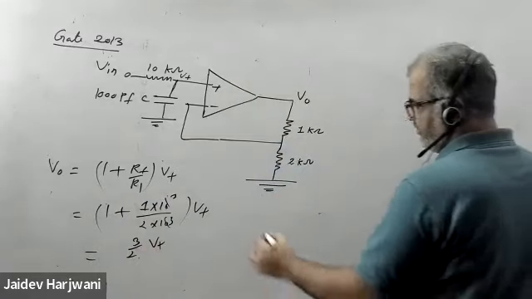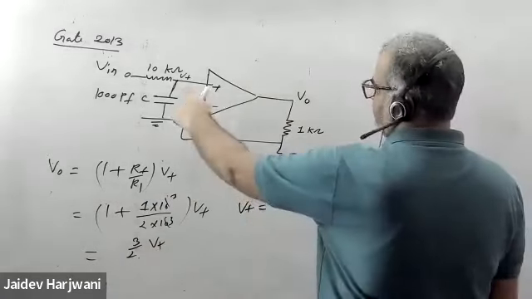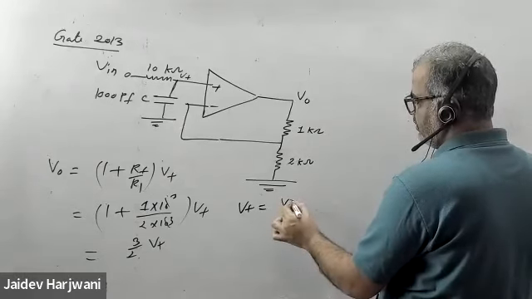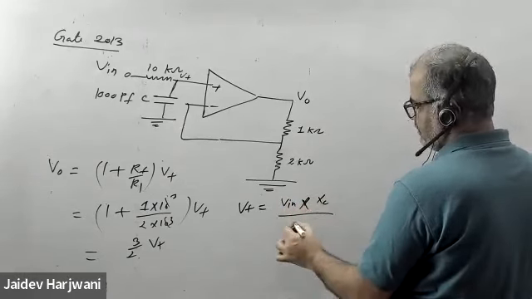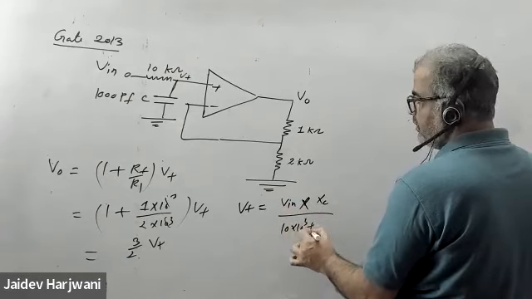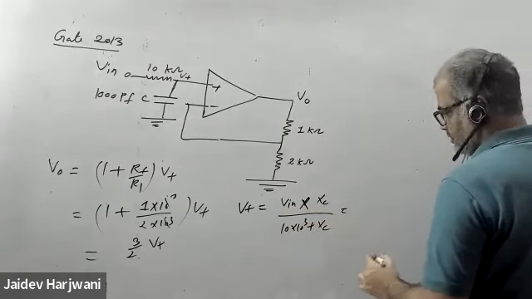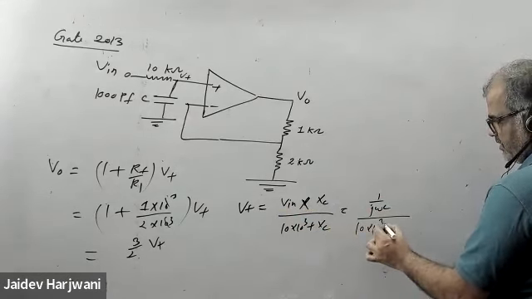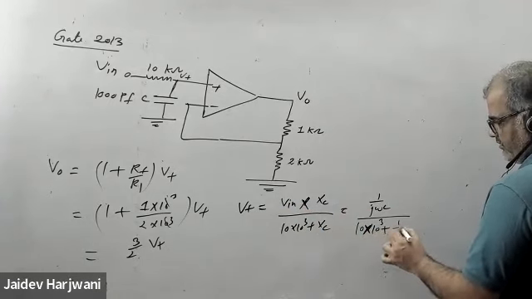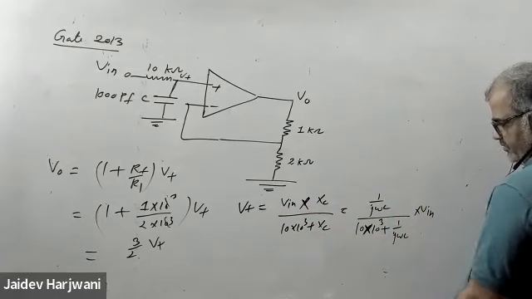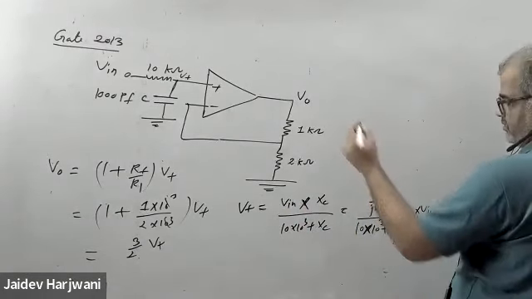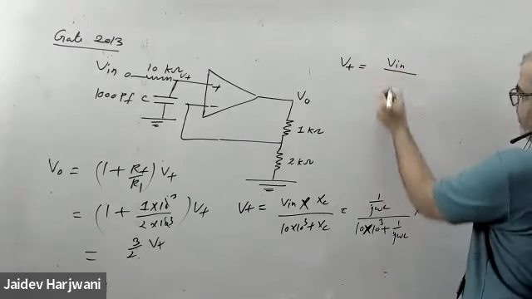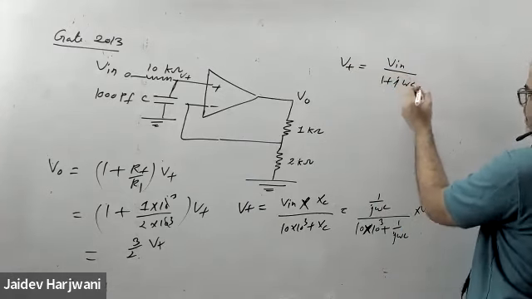So find the value of V plus. The voltage at the non-inverting terminal will be what? In terms of V input: V input into XC upon 10 kilo ohm plus XC. Now XC is 1 upon j omega C, and this is 10 into 10 raised to power 3, also 1 upon j omega C into V input. So that will cancel out, and you get V plus equals V input upon 1 plus j omega C into 10 raised to power 4.